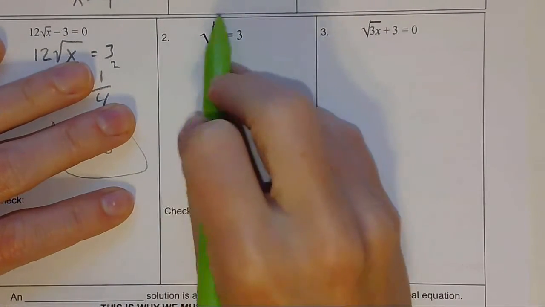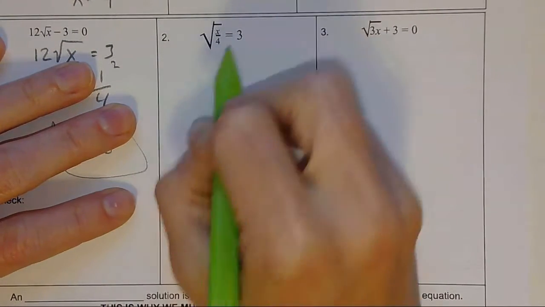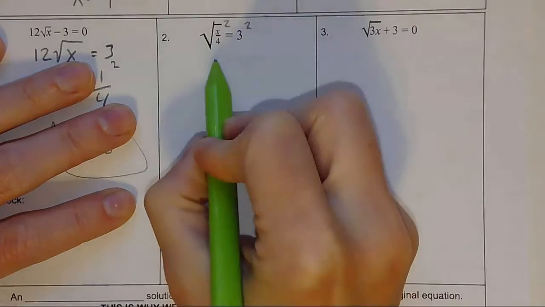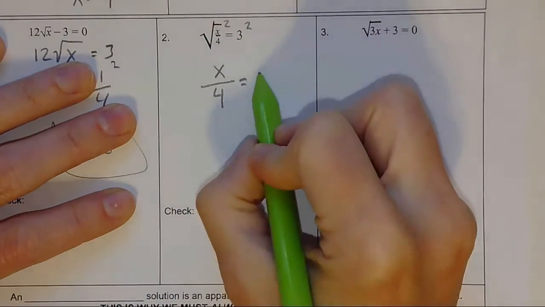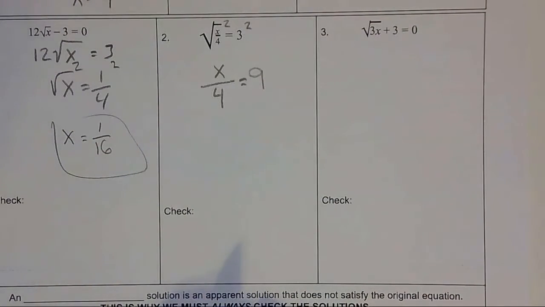All right, again, the radical is isolated, so that's good to go. Go ahead and square both sides. When you square a square root, it just drops off, and you're left with just the insides. 9. Okay?